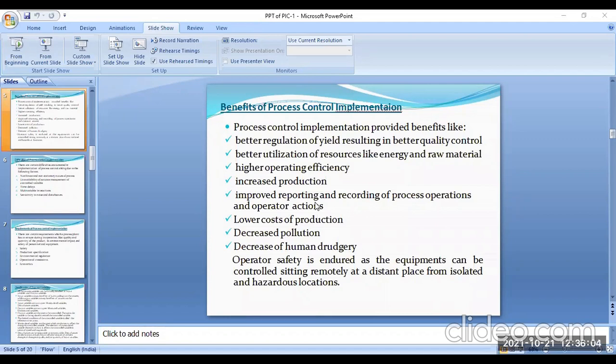Number three, higher operating efficiency. It is the third important thing, higher operating efficiency. It is also a requirement. Okay.